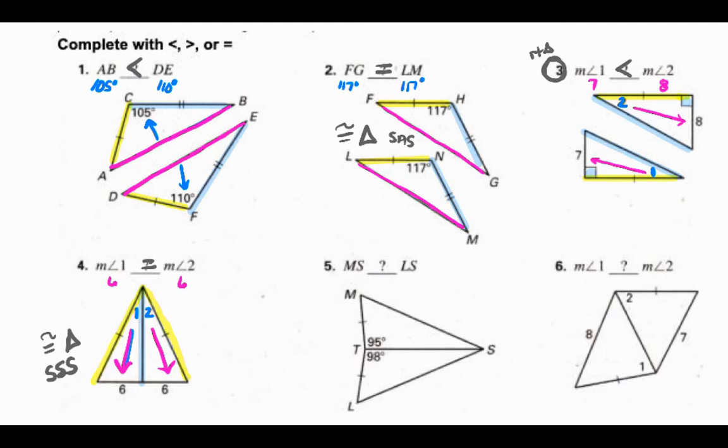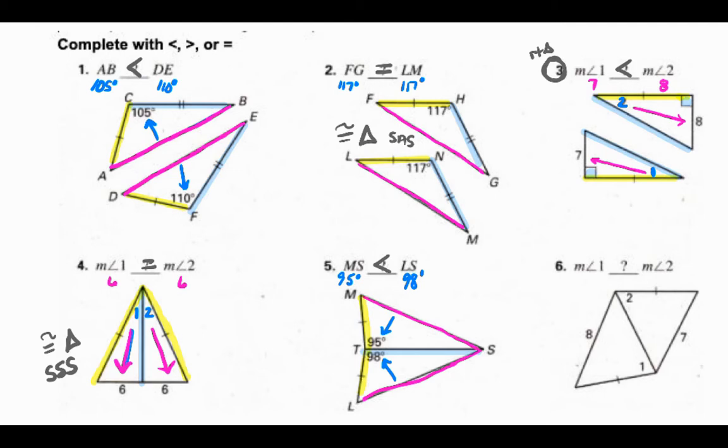In the next one, we're looking to find the measure of angle or side MS compared to LS. So when we look at our hinge, we have our single marked side, we have our shared side. So that creates our hinge, and we can use the hinge theorem and use these angles. So the 95 degrees is in the same triangle as MS. The 98 is opposite the LS. And then we just use the same inequality. 95 is less than 98. So the length of MS is less than the length of LS.